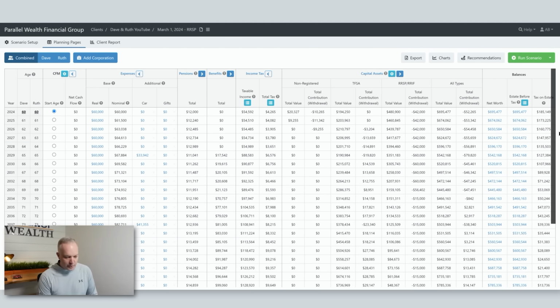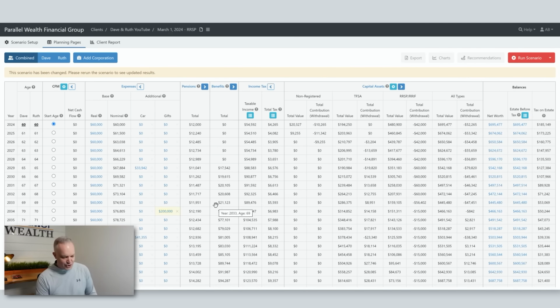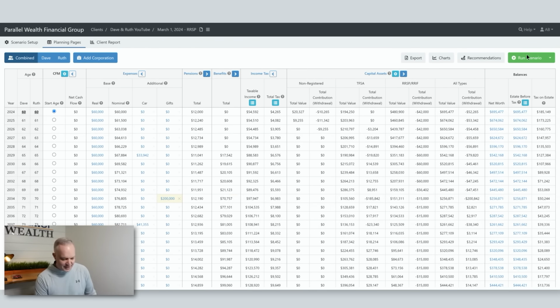So typically what we would look at here is, maybe they have kids or someone they want to help out along the way. Instead of passing $1.5 million later in life, why not look at, hey, at age 70, when your kids are 45 maybe, we want to pass on $200,000, and that's going to be $100,000 to each kid. So if we run that, we can see they have the money in the TFSA, so it's going to pull out from the TFSA. It doesn't drive up their tax rate, which is very important here.